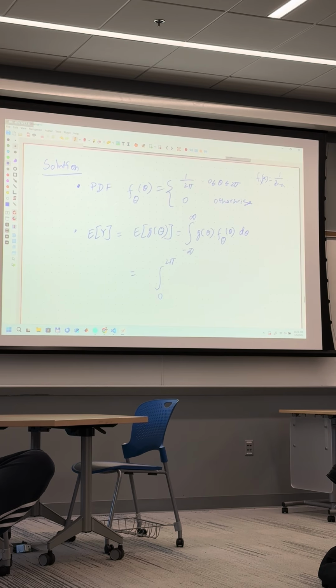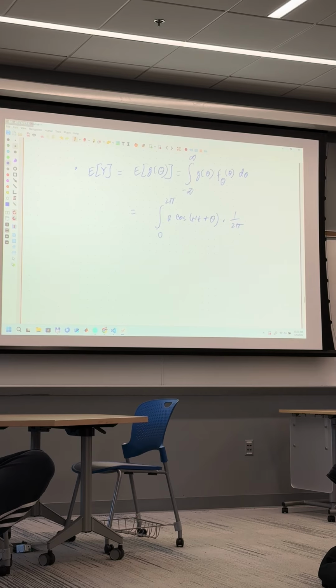g of theta is your a cosine omega t plus theta, and you have 1 over 2 pi. That's it. The expectation is going to give you, okay guys, a over 2 pi. Can you tell me, from 0 to 2 pi, what is this integration?